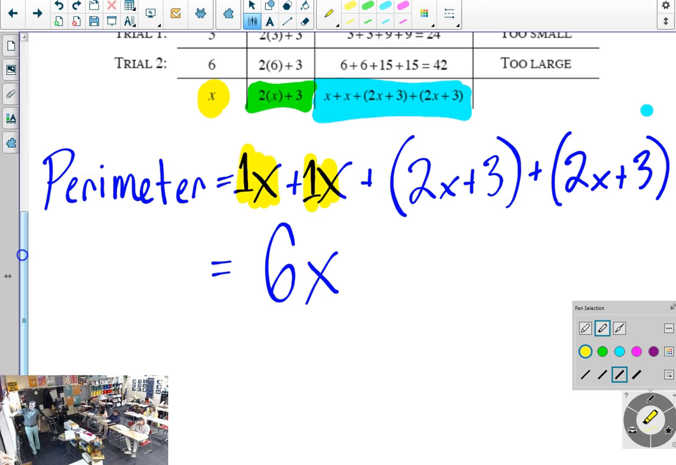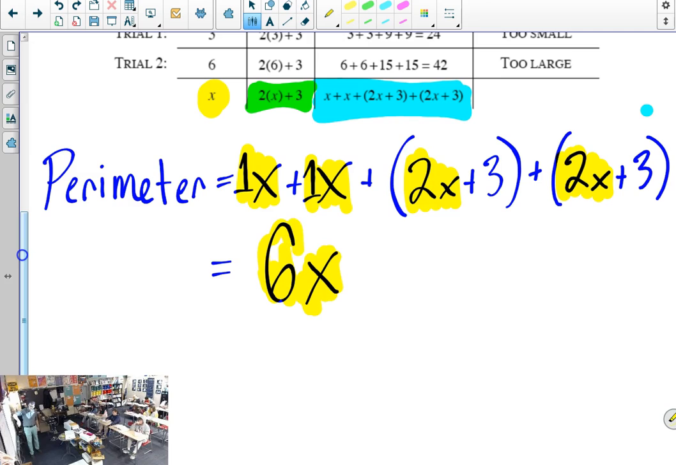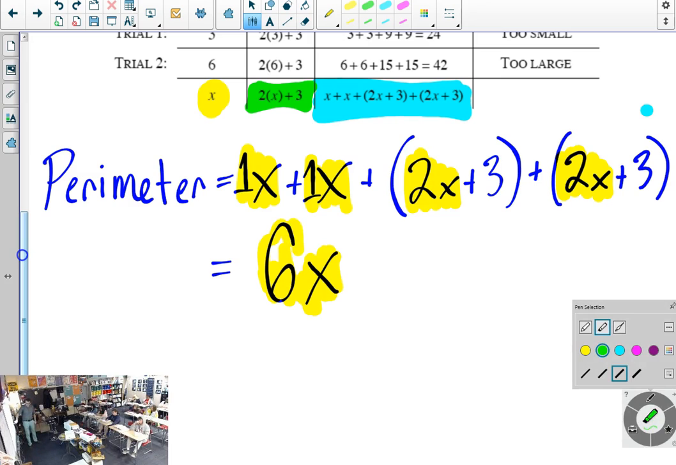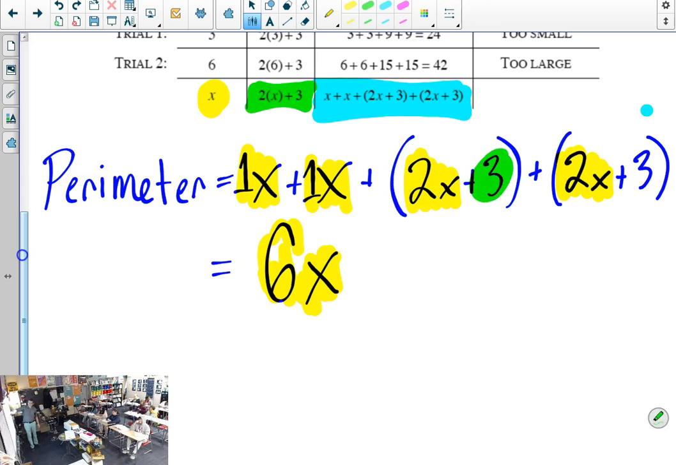These are like terms because they have the same variable, that x. What other like terms do I have up here? Caitlin? 3 and the other 3 can be added together, so we get plus 6.